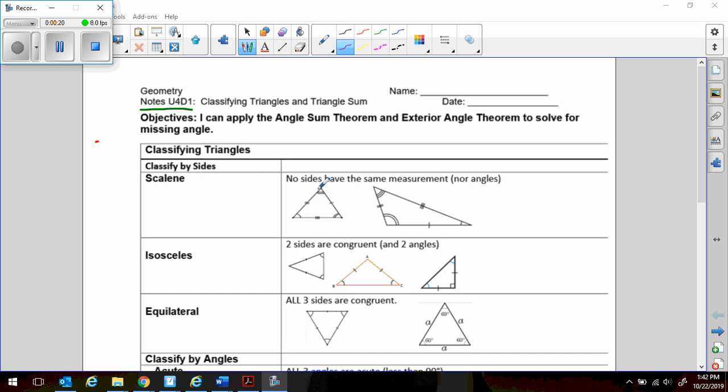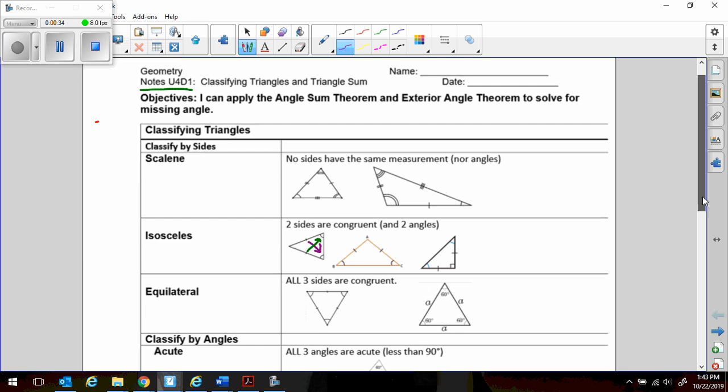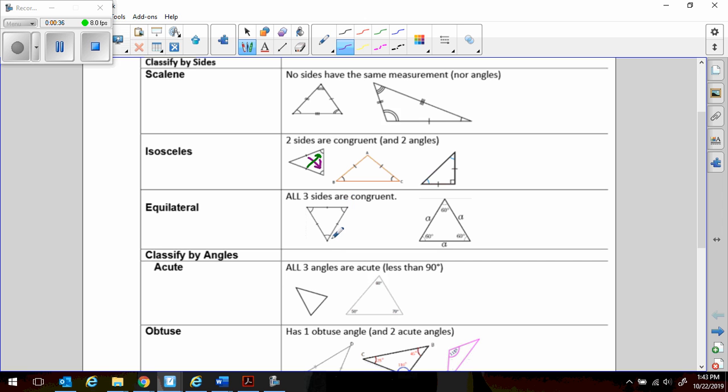None of the angles are going to be equal either. Isosceles triangles have two sides that are equal. Also, the opposite angles are equal to each other. An equilateral triangle has all angles equal and all sides are equal.